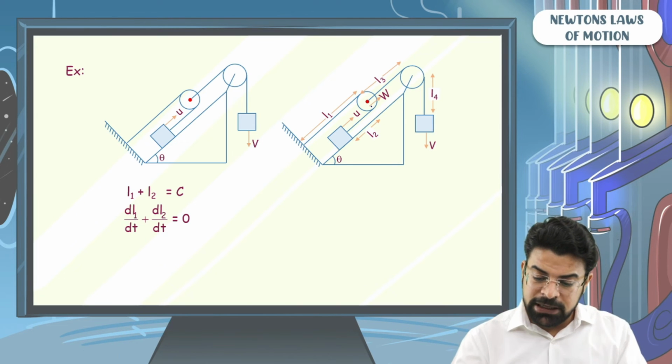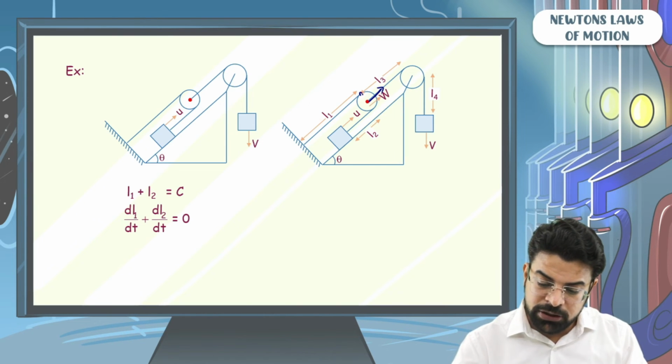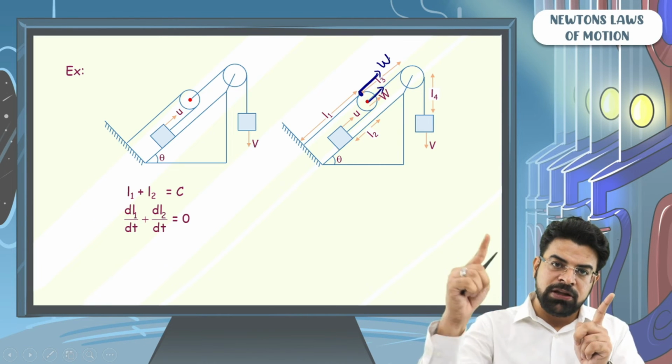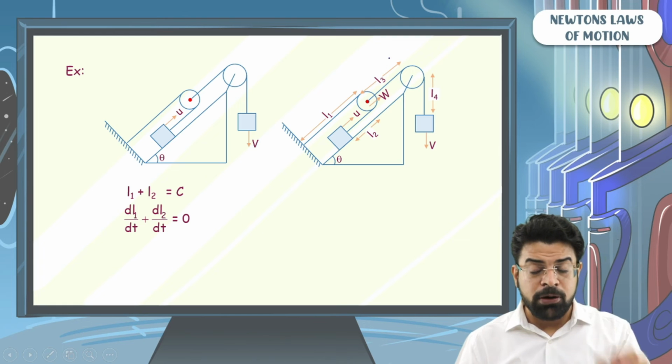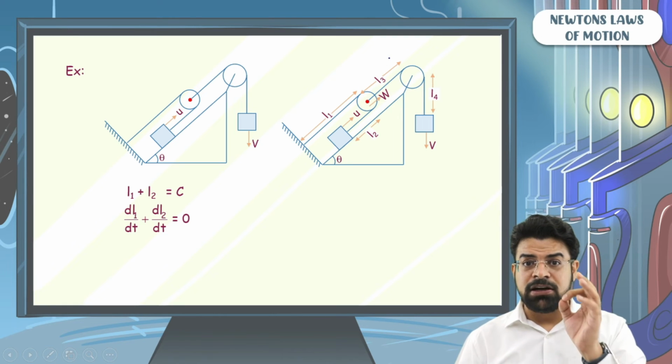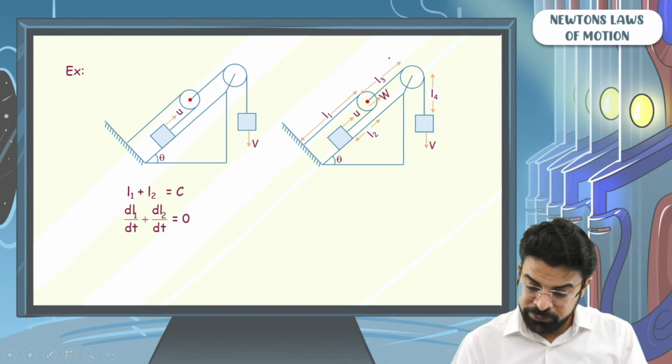We have assumed that the pulley goes with a speed w, so its top will also go with a speed w, so dl1 by dt will be nothing but plus w. What about dl2 by dt? If you haven't understood last time, please focus this time.